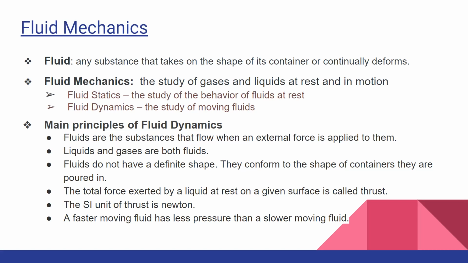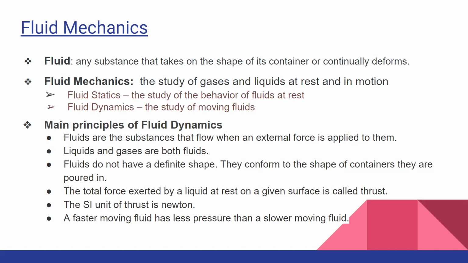A faster moving fluid has less pressure than a slower moving fluid. So basically the velocity of a fluid in a closed system and the pressure it exerts are inversely related.